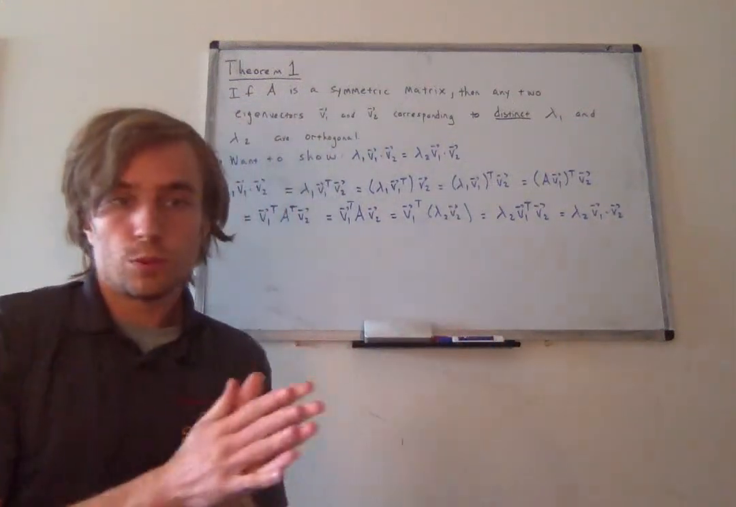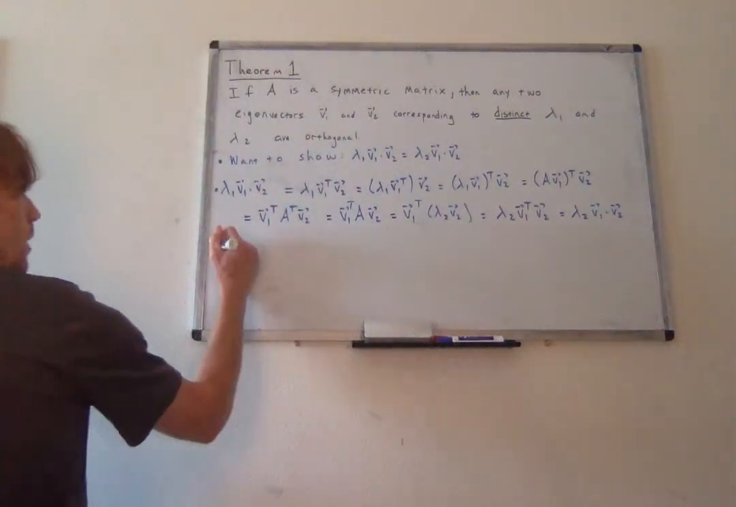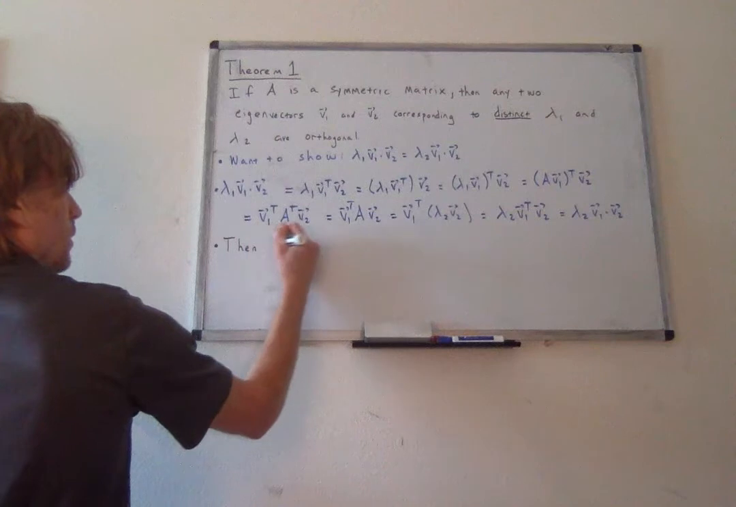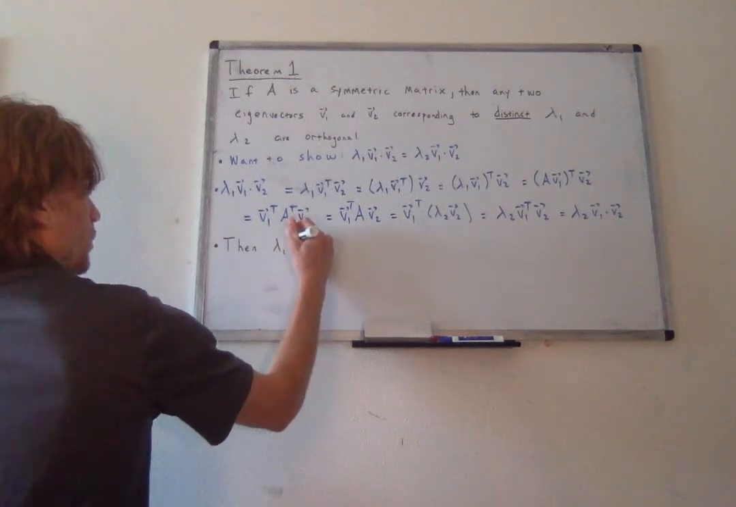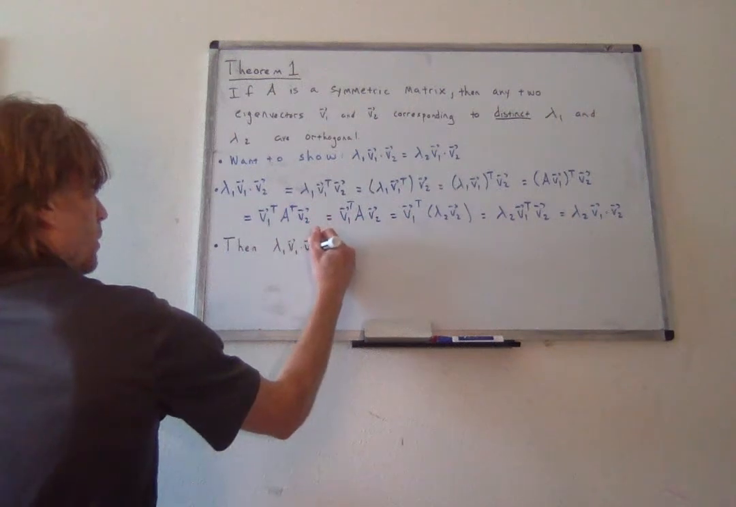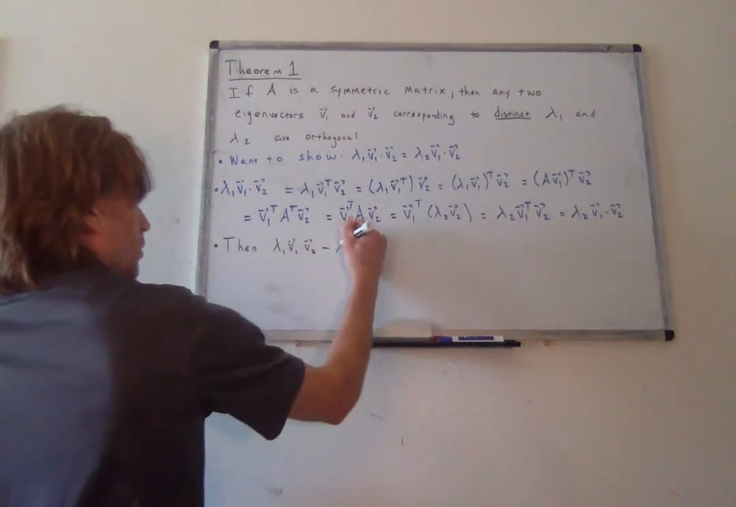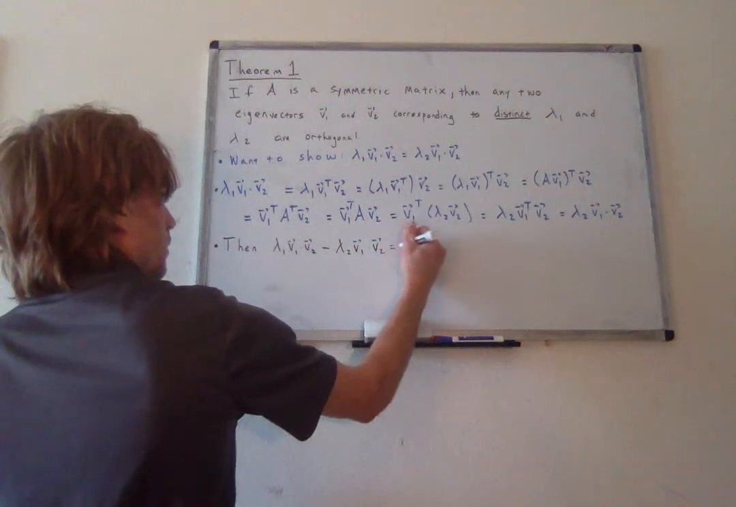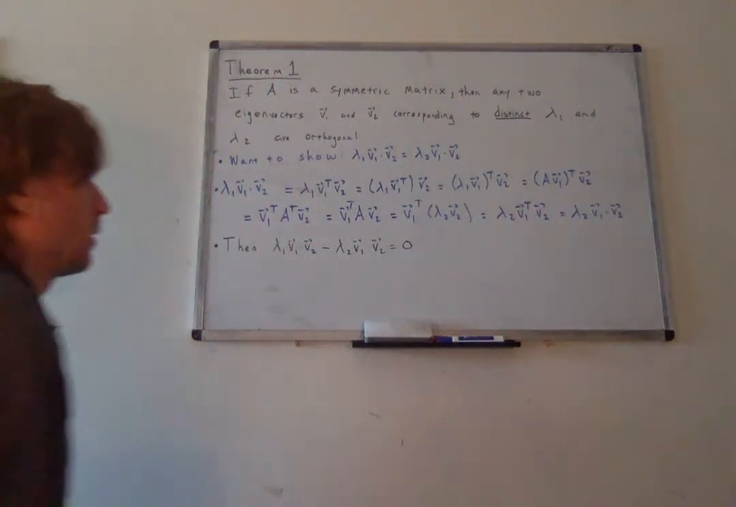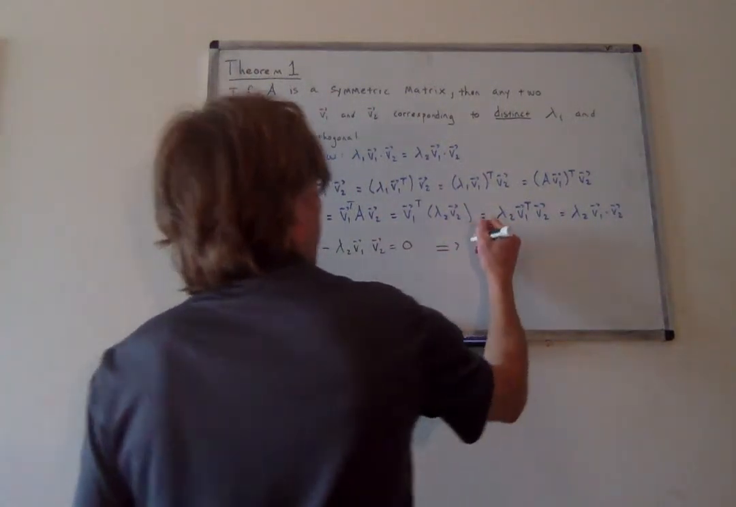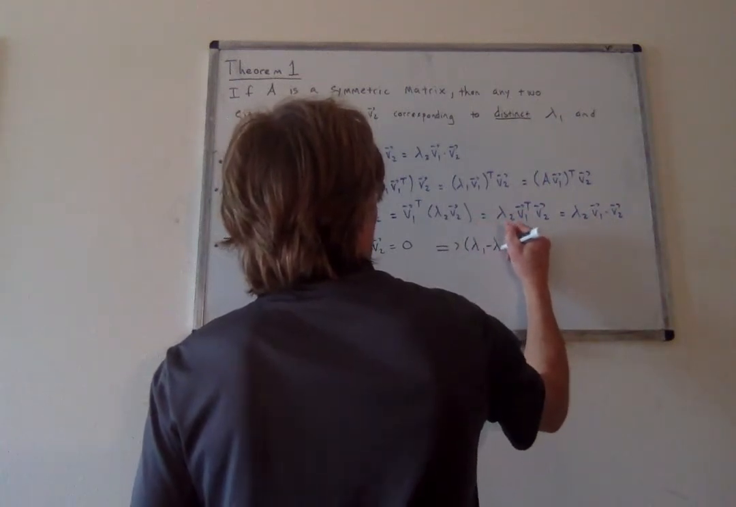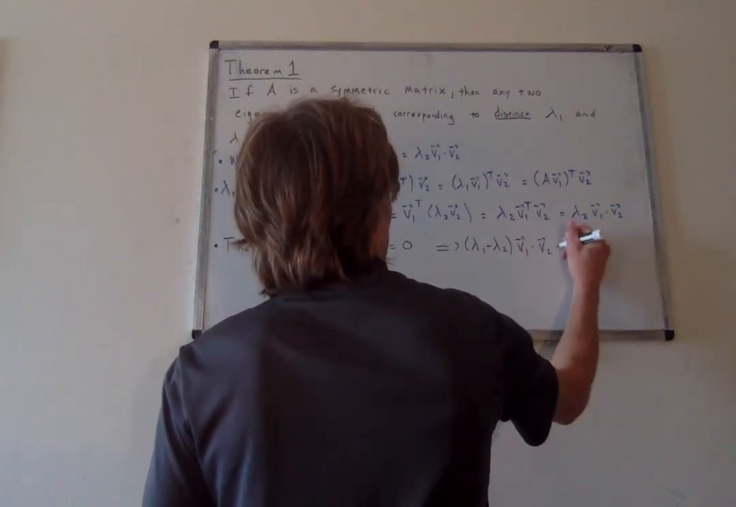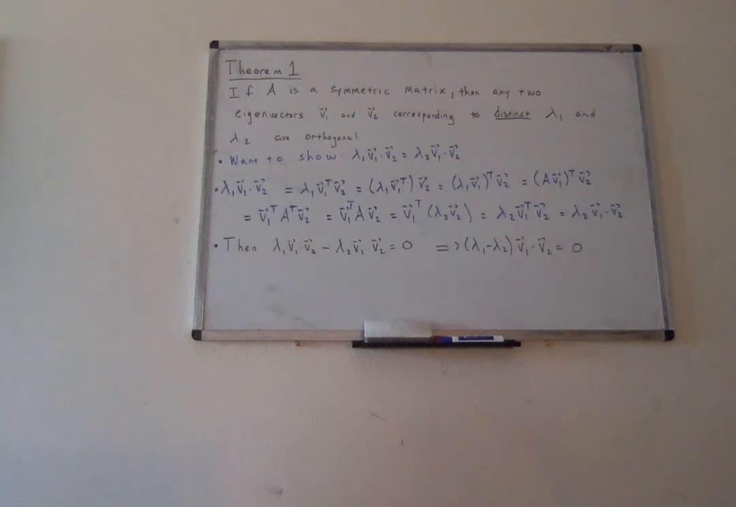So, why does this prove the theorem? Well, this means that lambda 1 times v1 dot v2 minus, and remember each of these are scalars, lambda 2 times v1 dot v2 is equal to 0. That means if I factor out, I get that lambda 1 minus lambda 2 times v1 dot v2 is equal to 0.